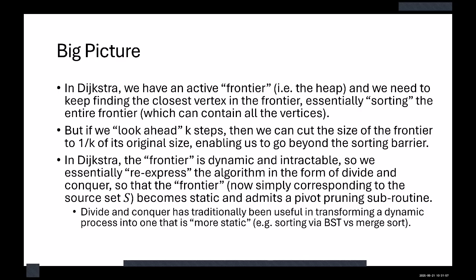But there's also a way you can sort the integers, which is merge sort. If you do merge sort instead of a dynamic binary search tree, now every time you only have two static increasing sequences that you have to merge into one static increasing sequence. So you can see that compared to BST, merge sort is way more static locally. And indeed, binary search tree is kind of like Dijkstra, where the heap is dynamic. And merge sort is kind of like our divide and conquer procedure, where we have a static structure, and that's what enables us to do this pivot pruning procedure.